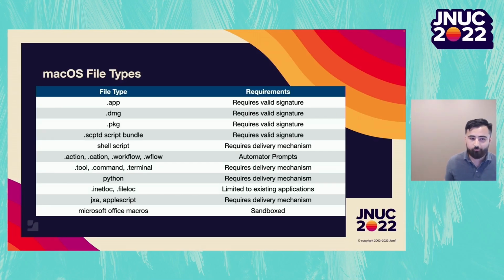There's also various macOS file types. I won't get into all of them, but just the most common, I think, is the app, the DMG, and the PKG. All typically require a valid signature, or it needs to be notarized in some way. You also have shell scripts, Python, JXA, which is JavaScript for Automation, and AppleScript. These all require a sort of delivery mechanism. You can't simply just execute Python on the system. You typically have it within an application, a Python wrapper that invokes Python.